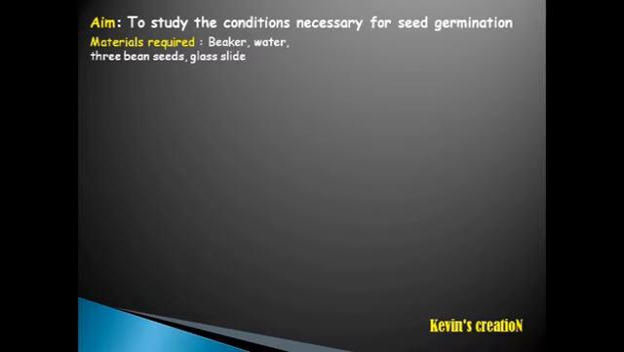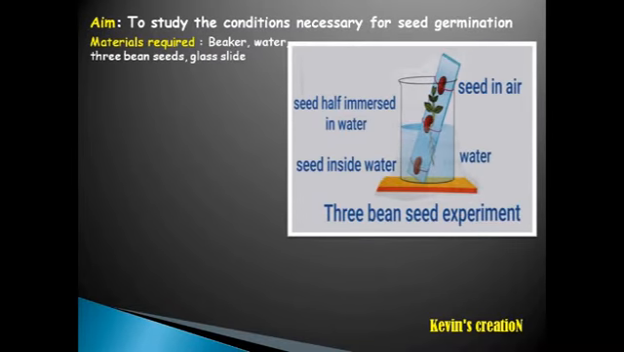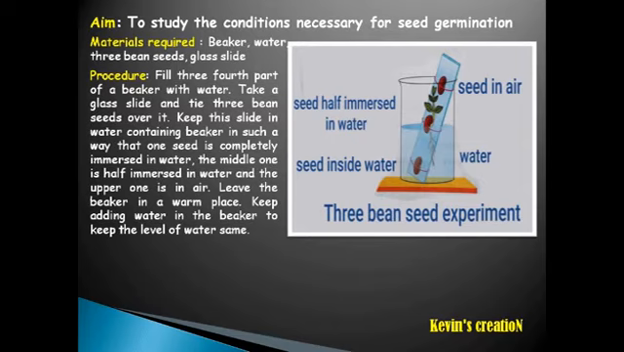Materials required: beaker, water, 3 bean seeds and a glass slide. Since we are taking 3 bean seeds, this experiment is also called the 3 bean seed experiment. As you can see in the diagram, there are 3 bean seeds. First, we fill 3/4 part of the beaker with water. Here you can see water is filled 3/4. Take a glass slide and tie 3 bean seeds over it. So 1, 2 and 3 bean seeds are tied on this glass slide.